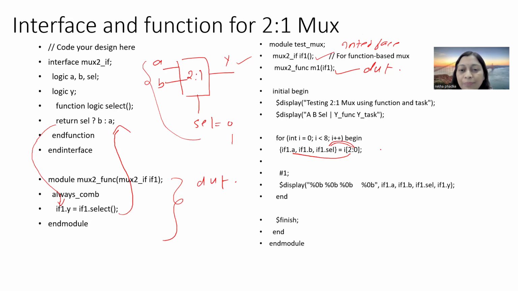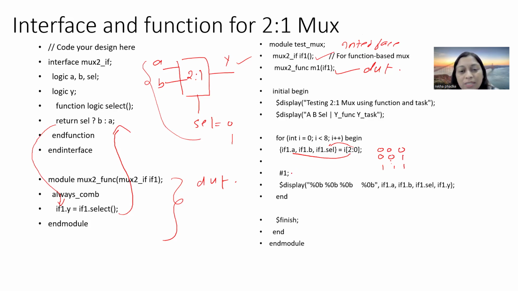So for the first time, I will be 0, 0, 0. So A, B, and sel respectively get 0, 0, 0. Then it will be 0, 0, 1, like that up to 1, 1, 1. They get assigned to A, B, sel based on the for loop value I.